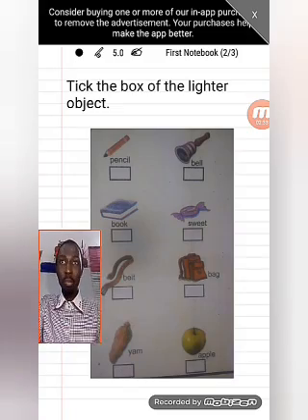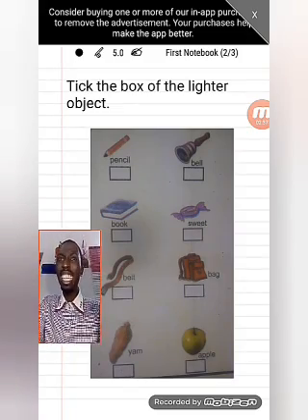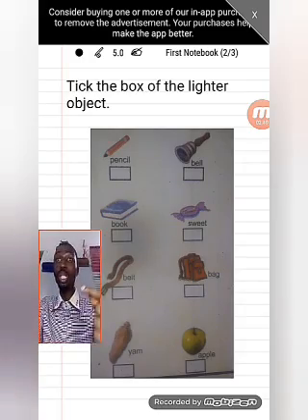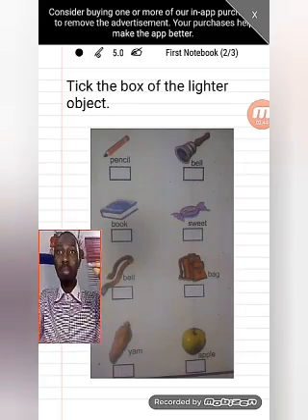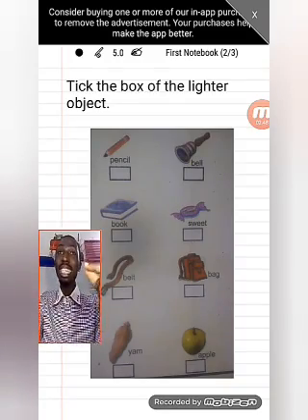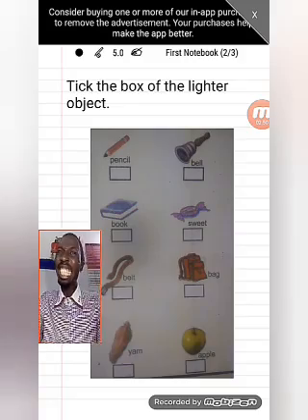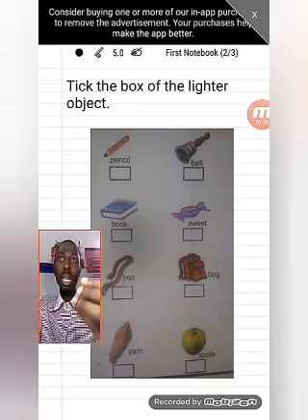Now the next example states that we should tick the box of the lighter object. In the previous one, we ticked the box of the heavier object. Now we want to tick the box of the lighter object, the one that can be easily carried, that is easier to carry amongst the two.